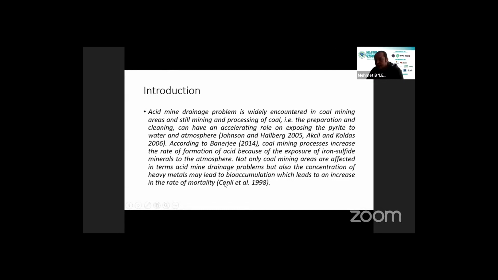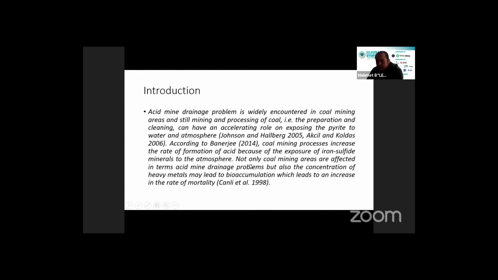Acid mine drainage problems are widely encountered in coal mining areas. The mining and processing of coal, the preparation and cleaning, can have an accelerating role in exposing pyrite to water and atmosphere. According to Banerjee, the coal mining process increases the rate of formation of acid because of the exposure of iron sulfide minerals to the atmosphere.